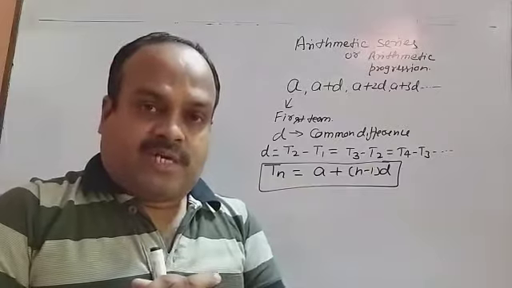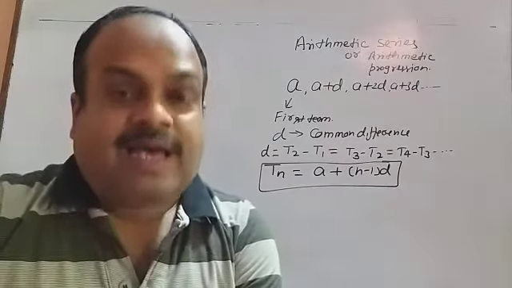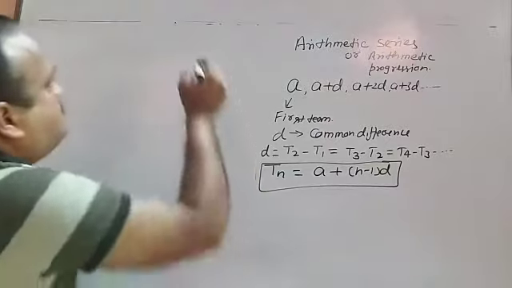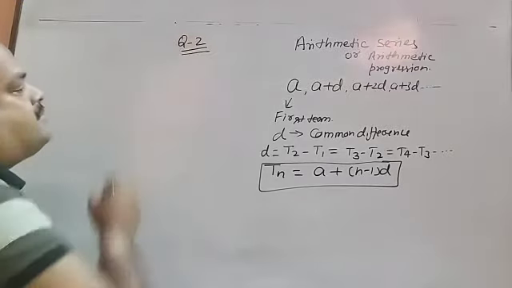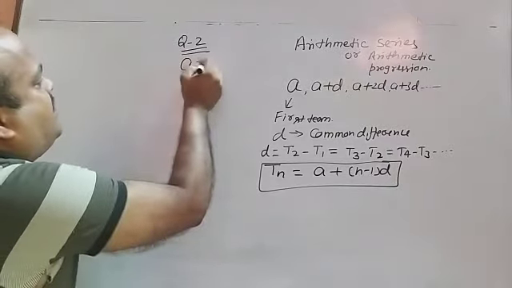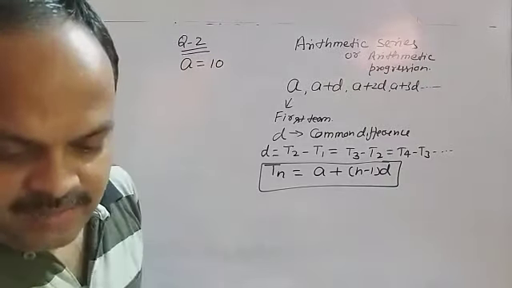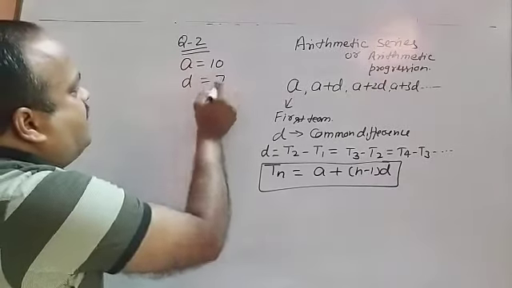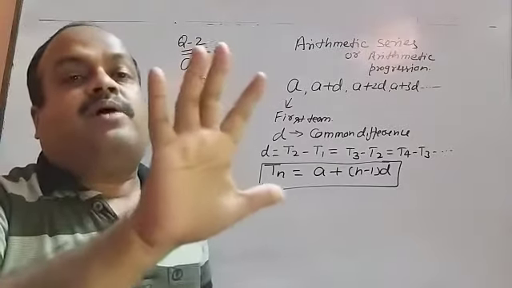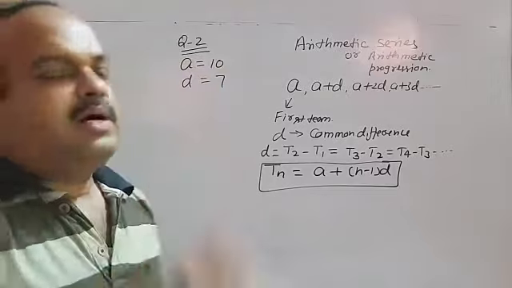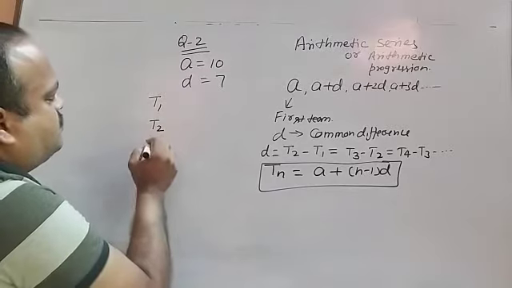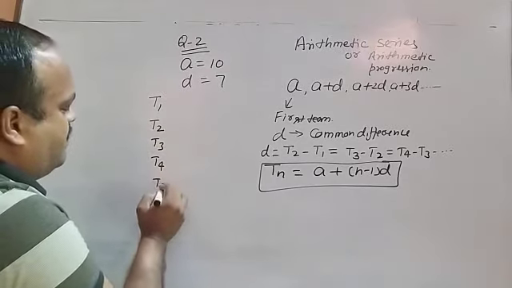So I am going to solve today questions of exercise 9a. My dear students, questions of 9a. Question number 2. In this question, we have the first term a as 10 and the common difference d is 7. What do we want? We want the first 5 terms: T1, T2, T3, T4 and T5.